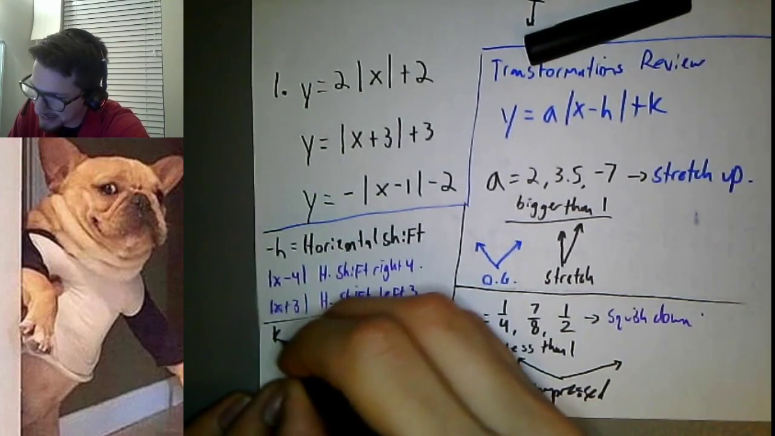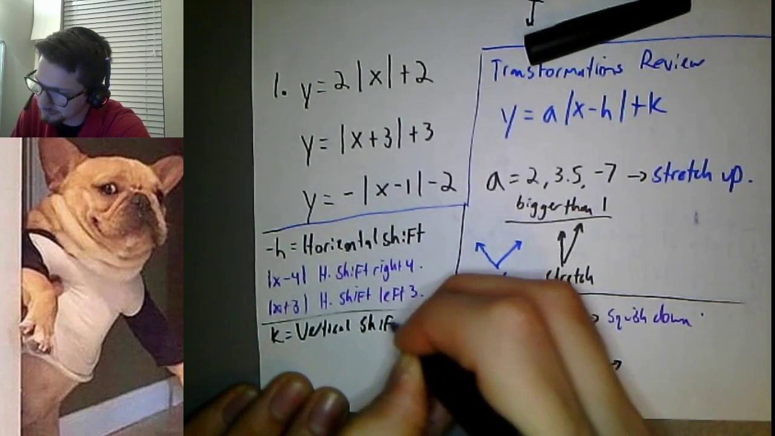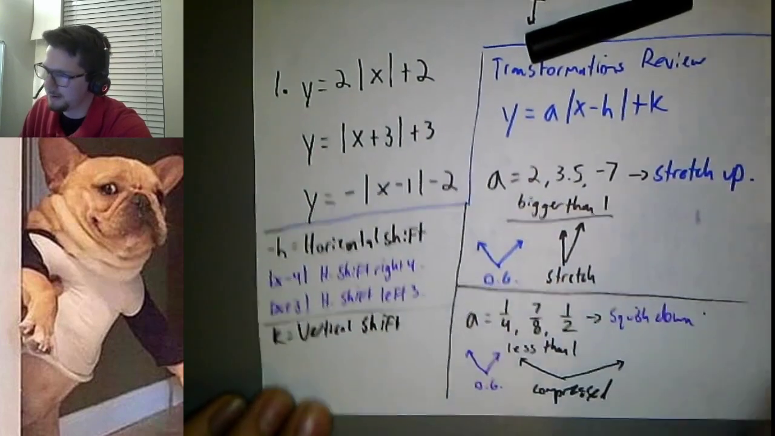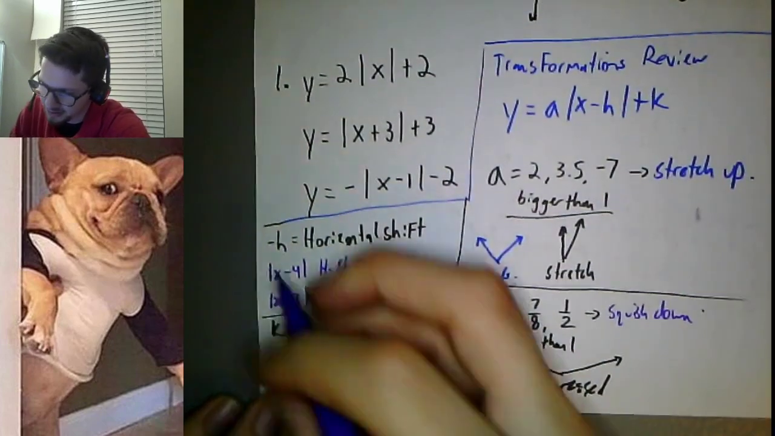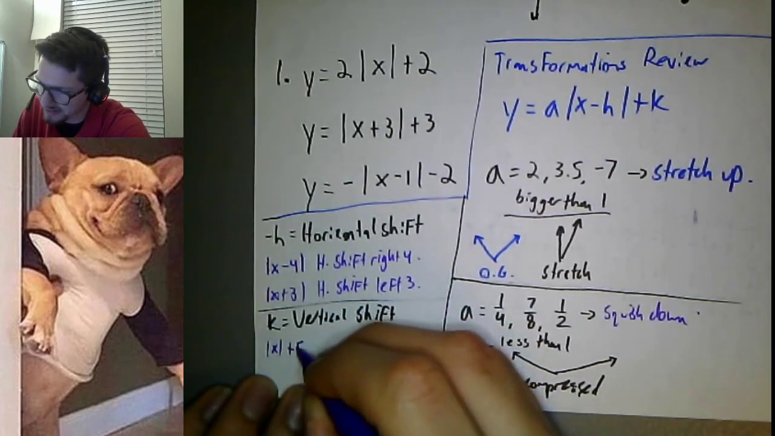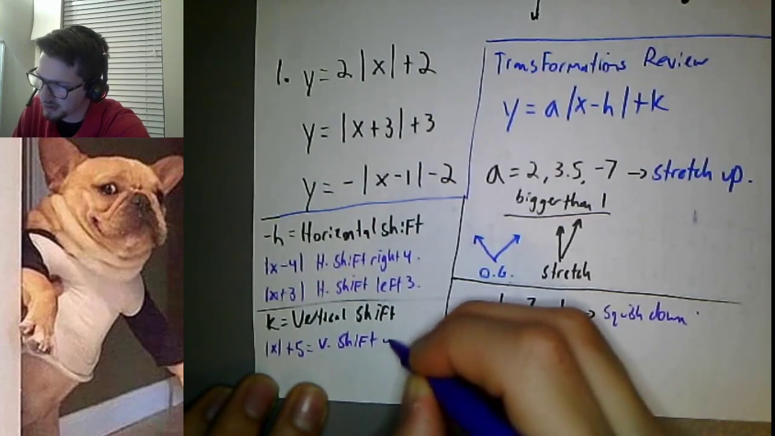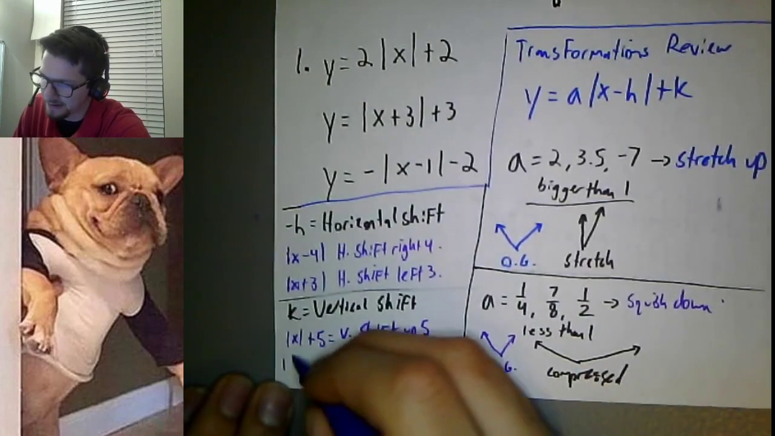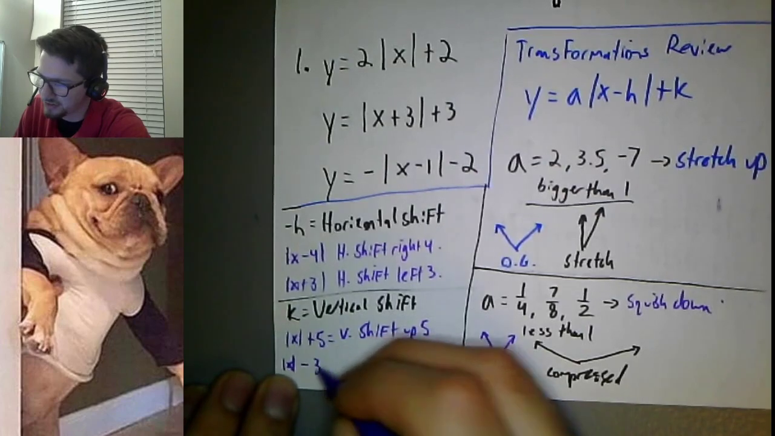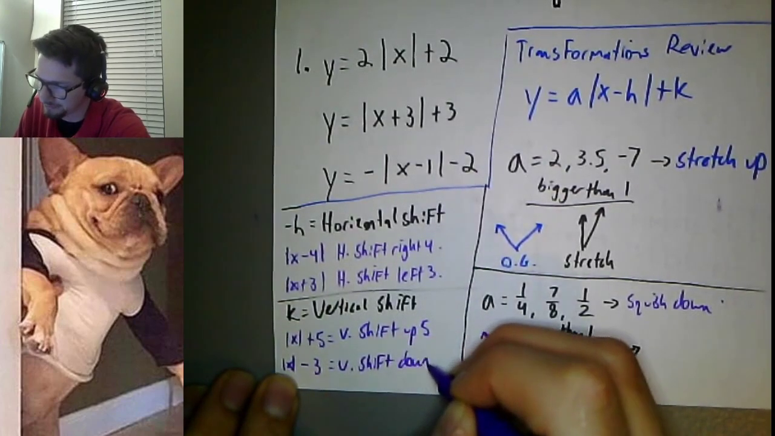Now, if it's your k, that's your vertical shift. For your vertical shift, if it's anything plus 5, that would be a vertical shift up 5. If it is anything minus 3, that is a vertical shift down 3.